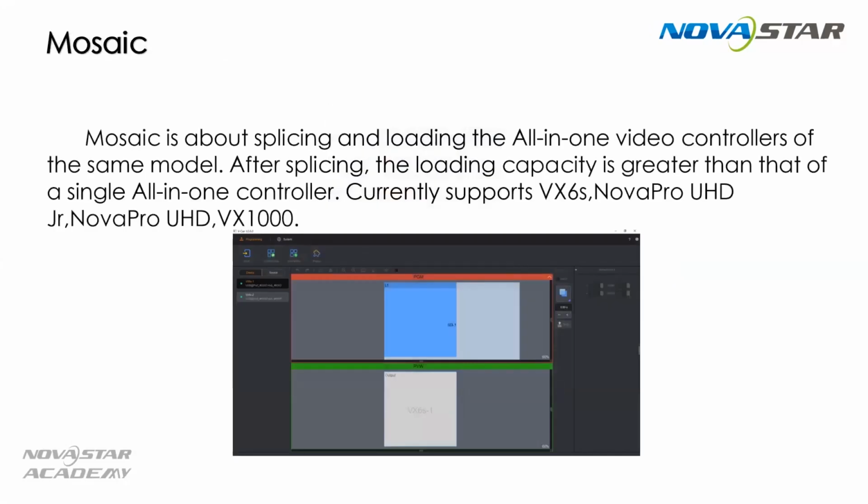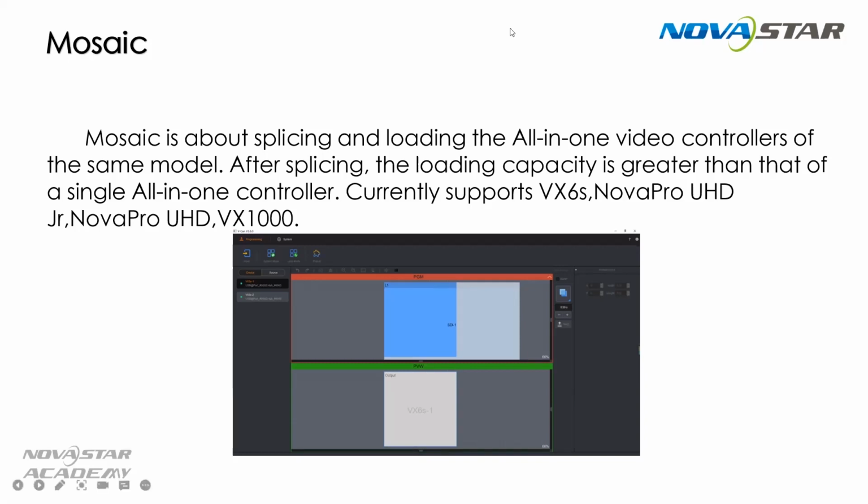And the very important part of the V-Can software is the Mosaic function. Mosaic is about splicing and loading all-in-one video controllers of the same model. Please note it should be the same model. If they are different, maybe you will see some delay between the controllers. After splicing, the loading capacity is greater than one single all-in-one controller. Currently, we support VX6S, Nova Pro UHD Junior, Nova Pro UHD, VX1000.